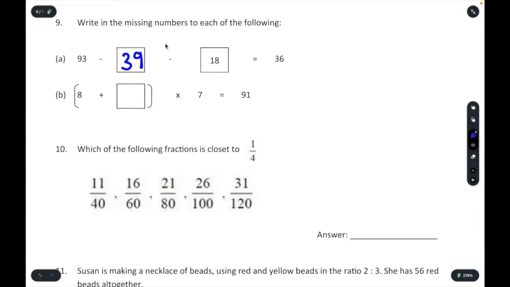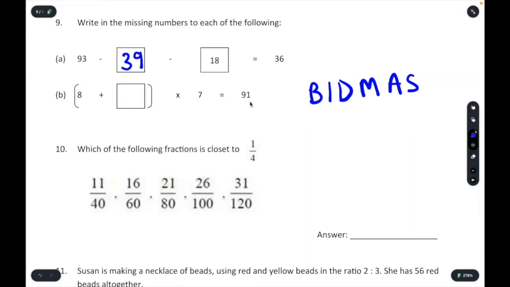With 9b, we've got another BIDMAS question. Remember when we need to do brackets first, followed by indices, then division, multiplication, then addition and subtraction. Ordinarily, if we didn't have these brackets, then we'd be doing multiplication before addition. But given the fact that we've got brackets here, this bit needs to be dealt with together and first, and then we multiply. So something times 7 makes 91.